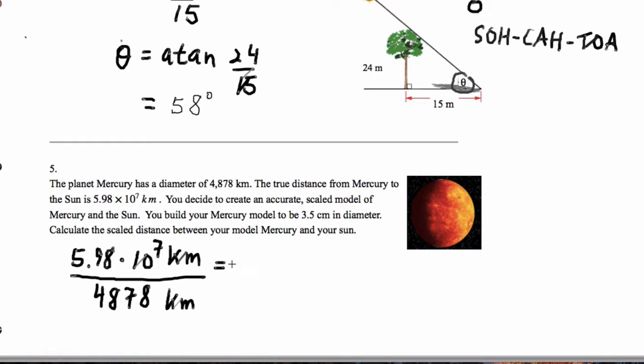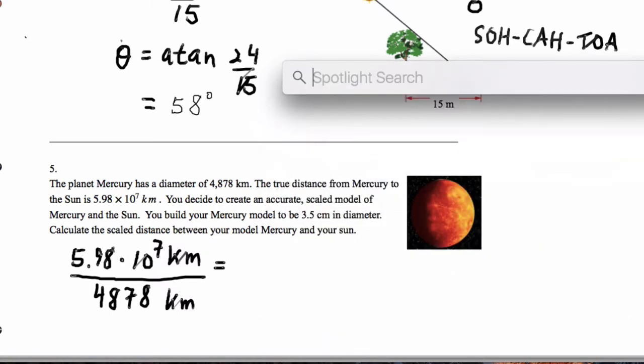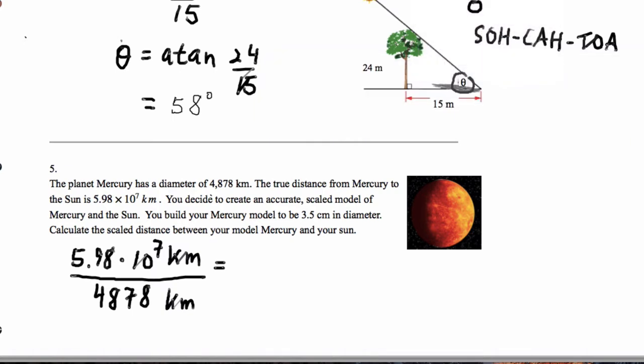itself and the sun. So when we do that, we end up getting a pretty big number, 12,260 Mercuries fit in between. So Mercury diameters is what I would say.